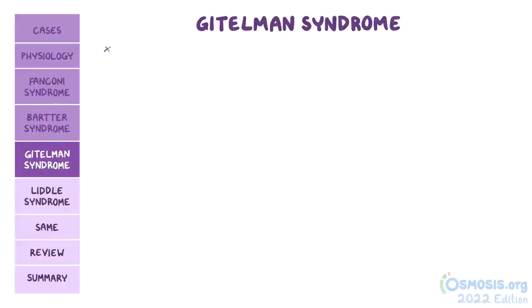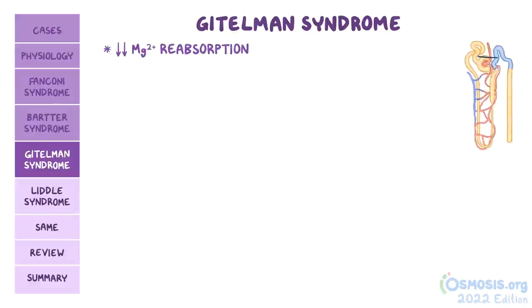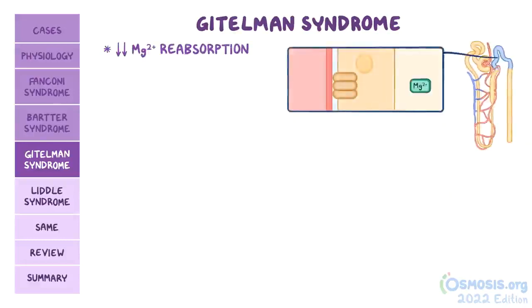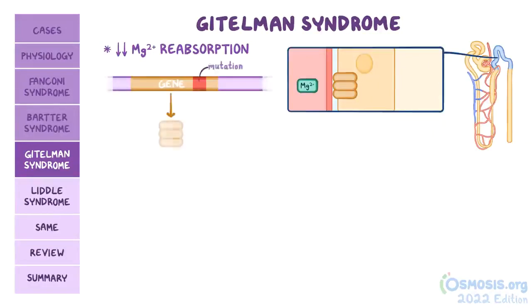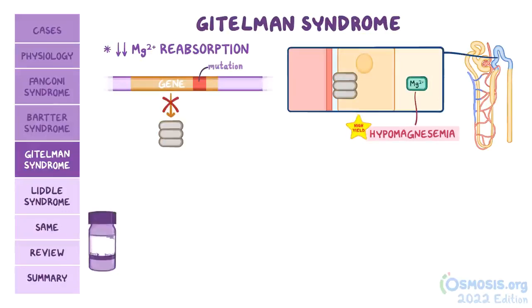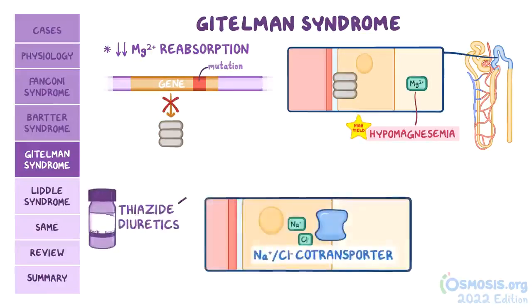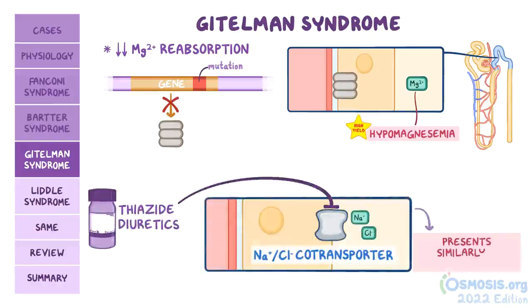Additionally, Gitelman syndrome also decreases magnesium reabsorption. Alright, so in the distal convoluted tubule, there's a protein that acts as a channel, and that allows some magnesium reabsorption. It's thought that Gitelman syndrome also causes a mutation in the gene that makes this protein, and as a result, there'll be magnesium wasting in the kidneys, which in turn causes hypomagnesemia. Okay, remember that thiazide diuretics also block sodium chloride reabsorption in the distal convoluted tubule. So on your test, a person with Gitelman syndrome will present similarly to someone on thiazide diuretics.